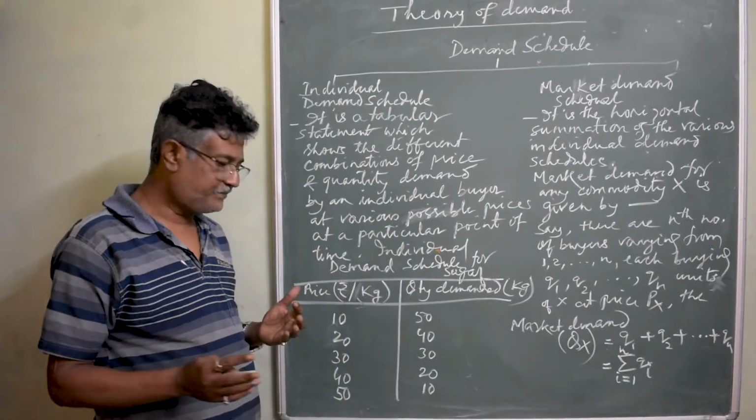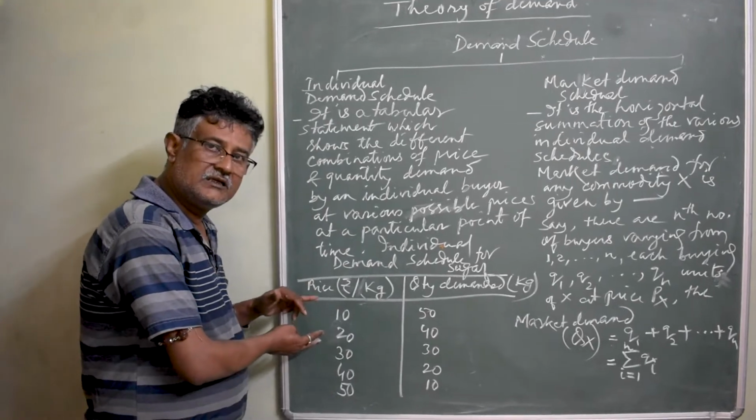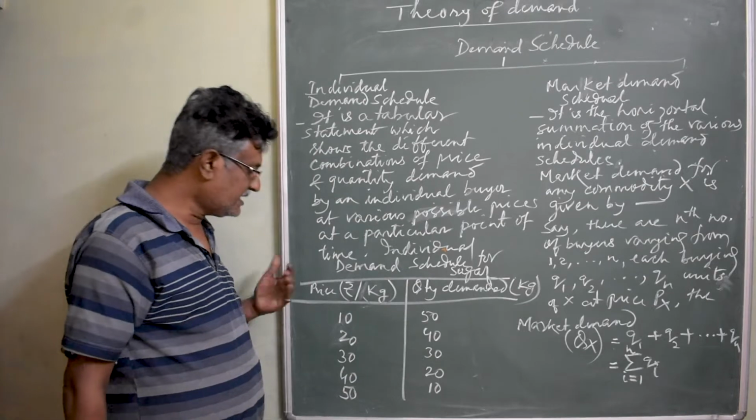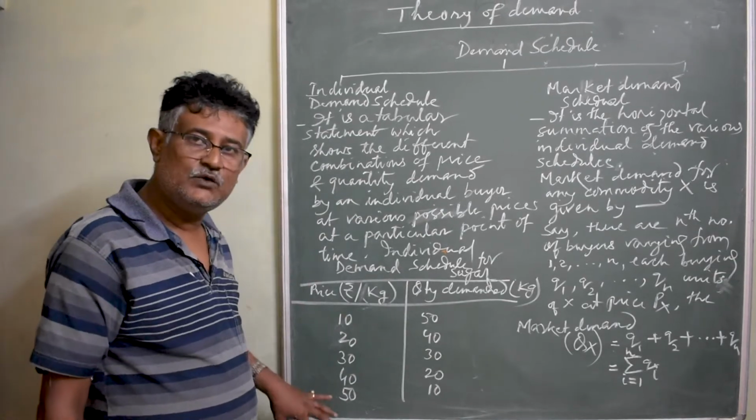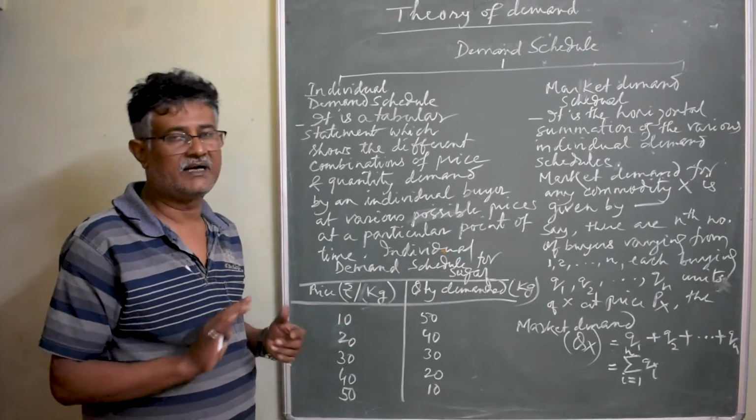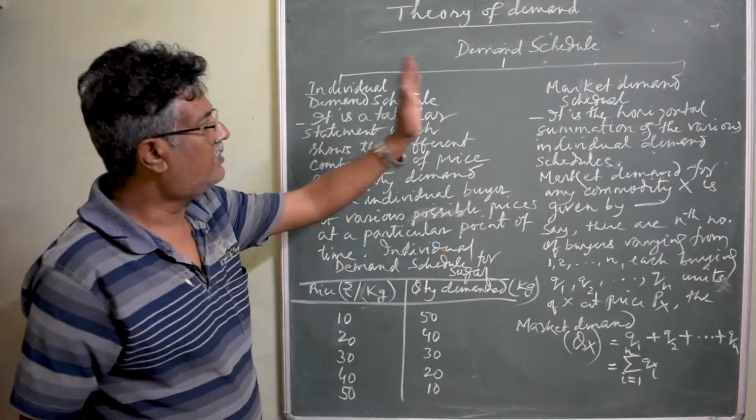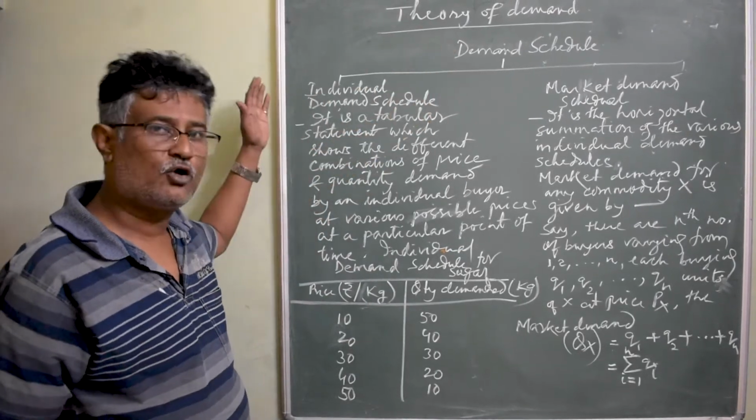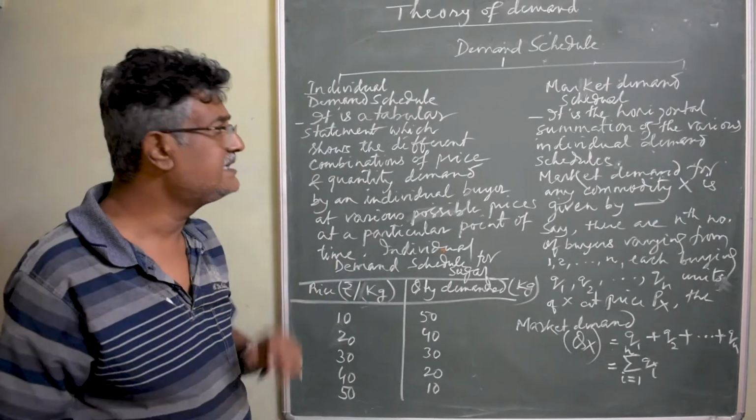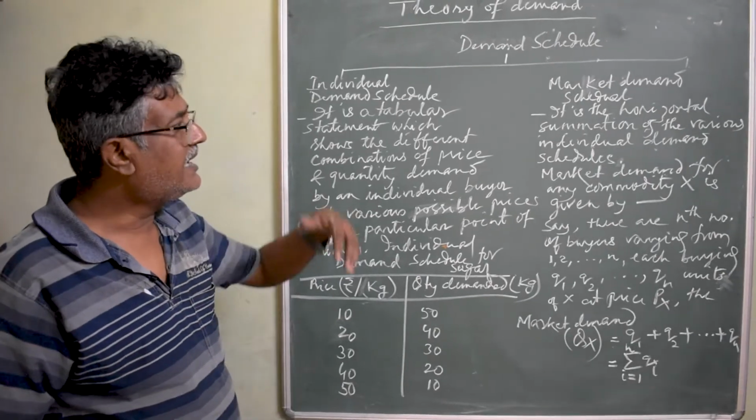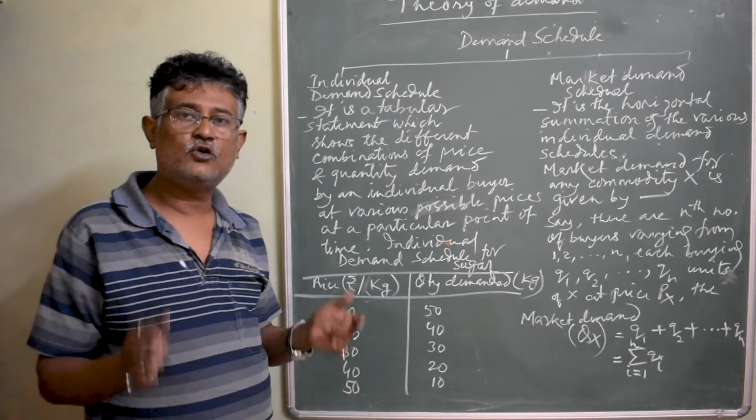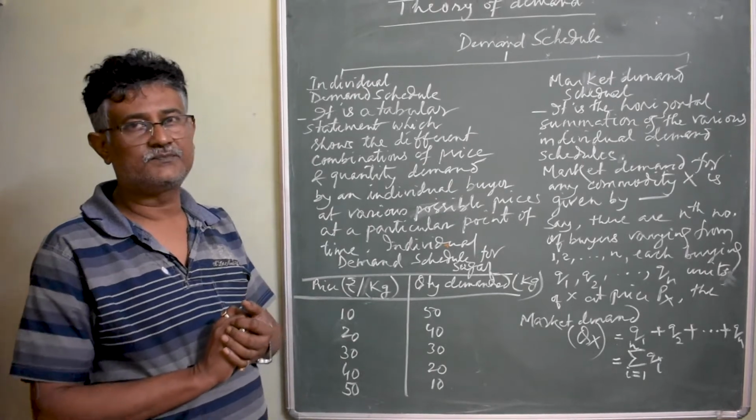Now see that here you find that the demand schedule also expresses an inverse relationship between price and quantity demanded. Now demand schedule is broadly categorized into two parts. One is individual demand schedule and the other one is market demand schedule. Now let us know what is individual demand schedule.